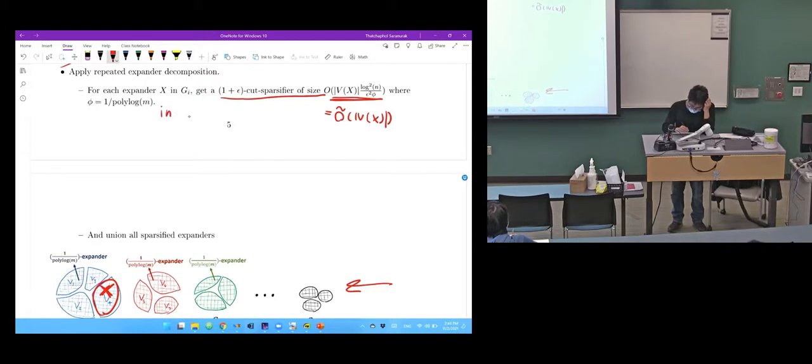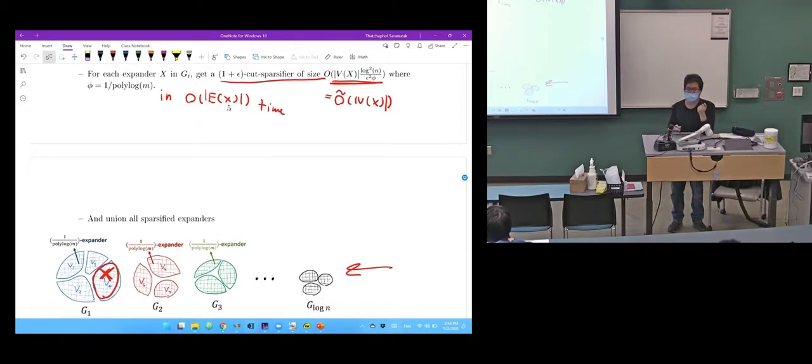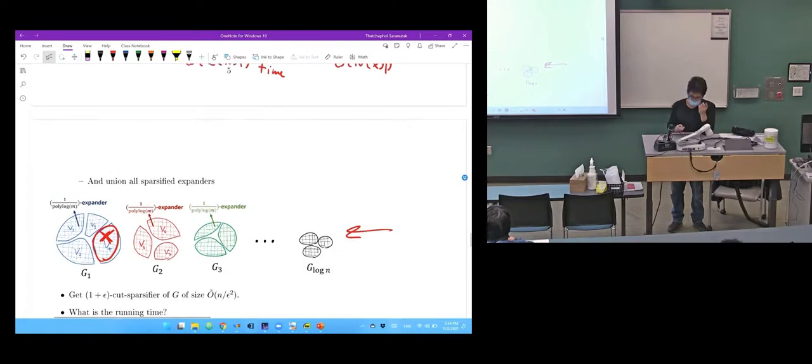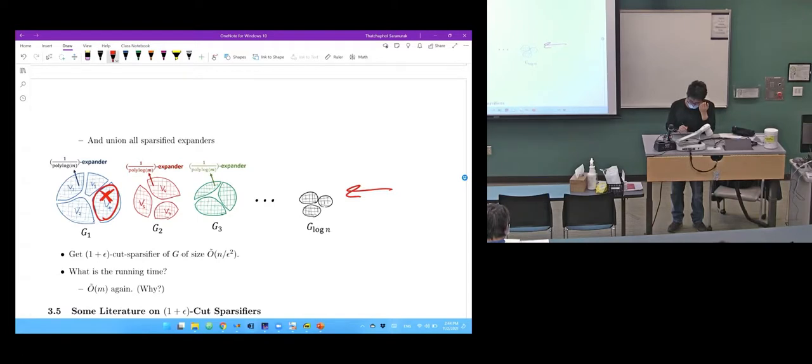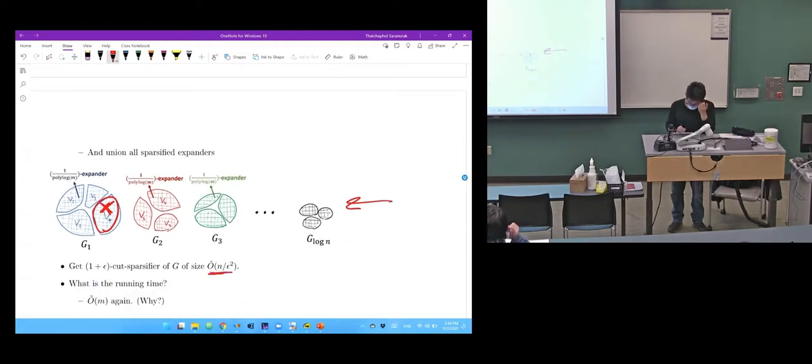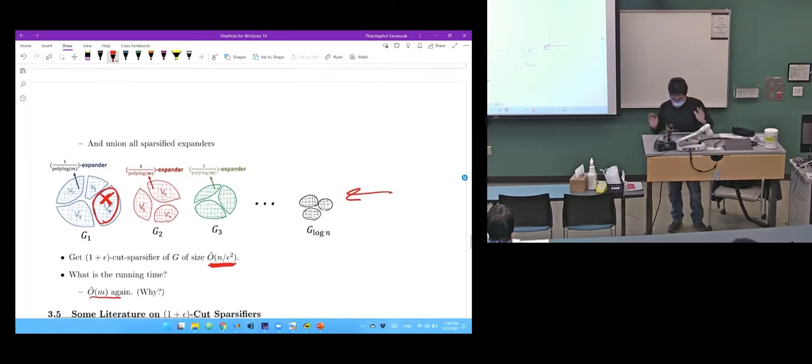And in time which is linear in the number of edges in X. Once you're done, you just union all the sparsifiers of the expanders. Because they are composable, you will get the sparsifier of the whole graph. So at the end, you get a sparsifier of this size, and the running time is linear. Question about this?